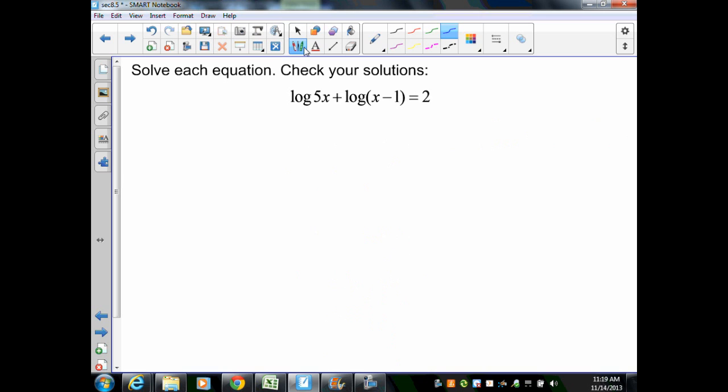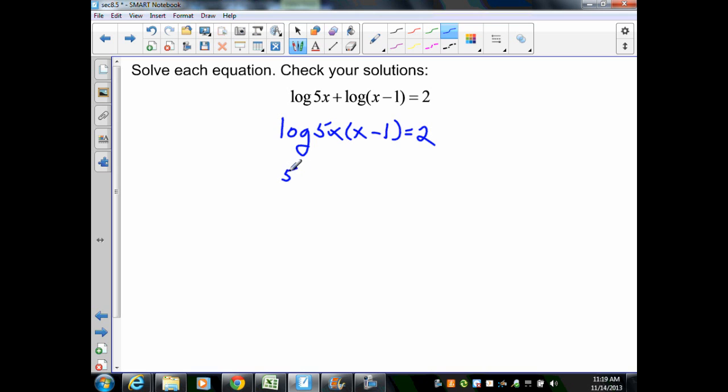In my next example, I have the common log of 5x plus the common log of the quantity x minus 1 equals 2. I need to use the properties of logarithms to simplify the left side. I'm going to use the product property. That will give me log of 5x times x minus 1 equals 2. I knew it was the product property because of the plus sign.